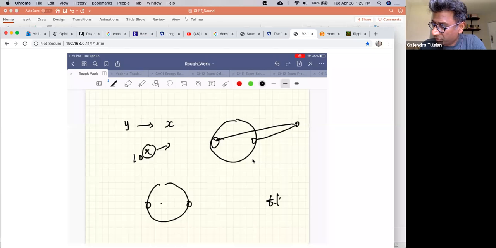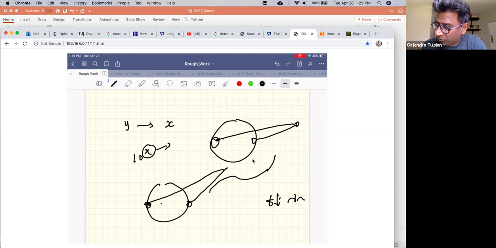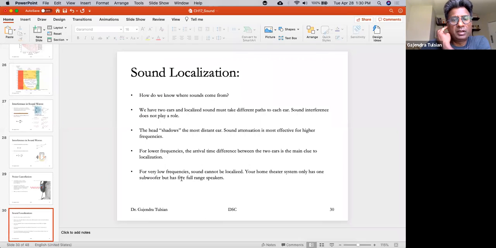when the frequency is lower, the wavelength is higher. So let's say a sound wave whose wavelength is greater than your head's size. You'll have to rely on time difference, because not even one wave passes through your head and not much attenuation happens. So it's the time difference that you have to rely on. For very low frequencies, sound cannot be localized.